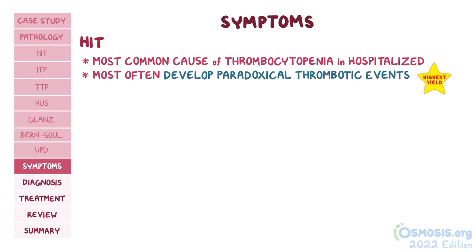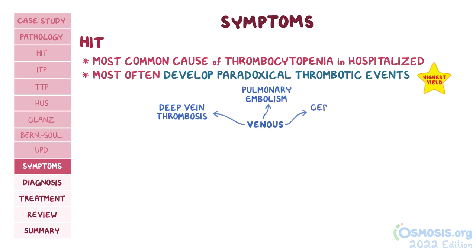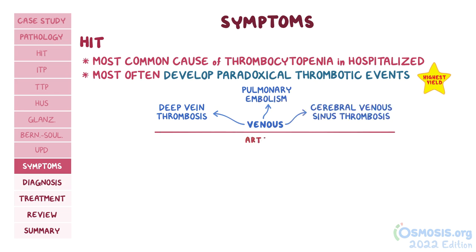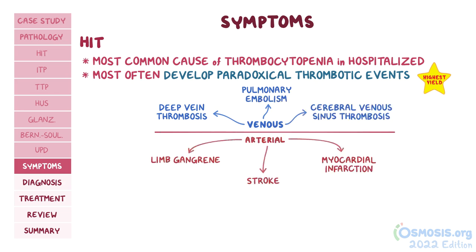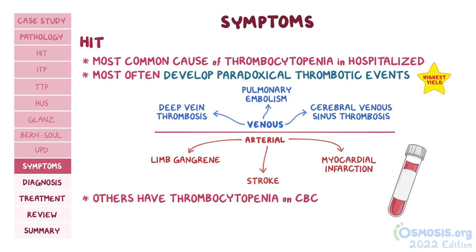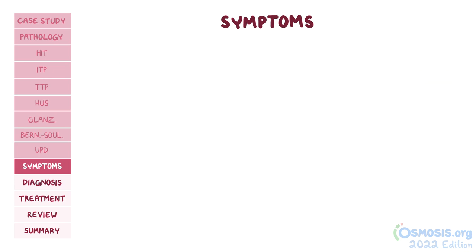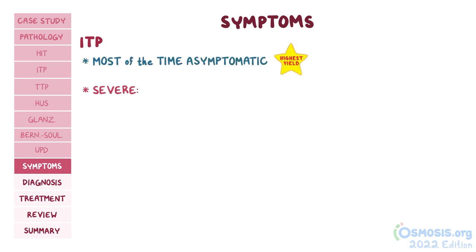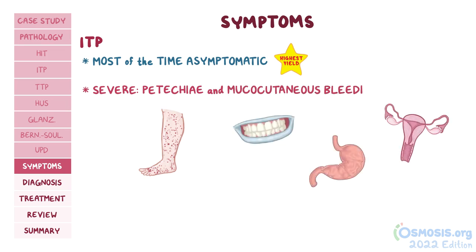Thrombotic events can be life-threatening, and are most often venous, causing deep vein thrombosis, pulmonary embolism, or cerebral venous sinus thrombosis. Or less often arterial, causing limb gangrene, stroke, or myocardial infarction. Other individuals simply have thrombocytopenia on a CBC. Now, ITP is most of the time asymptomatic, but in severe cases it can cause petechiae and mucocutaneous bleeding.